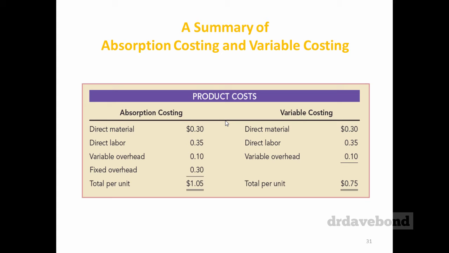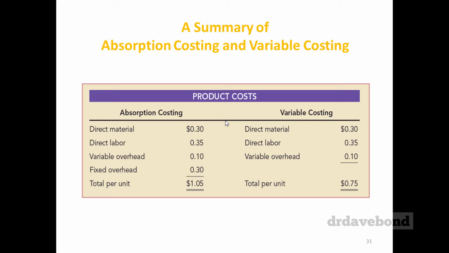So the product costs, and again, we're just looking at direct materials, labour and overheads. We're not worried about the selling costs at this point. For absorption costing, we include direct material, direct labour, variable overhead, and fixed overhead. For the variable costing, we just include the costs related to product, which are variable. So direct material, direct labour, variable overhead. Comes out $1.05 and 75 cents. So the question then is, how did we come up with the 30 cents for fixed overhead? And I'm pretty sure you're about 2 steps ahead of me there.